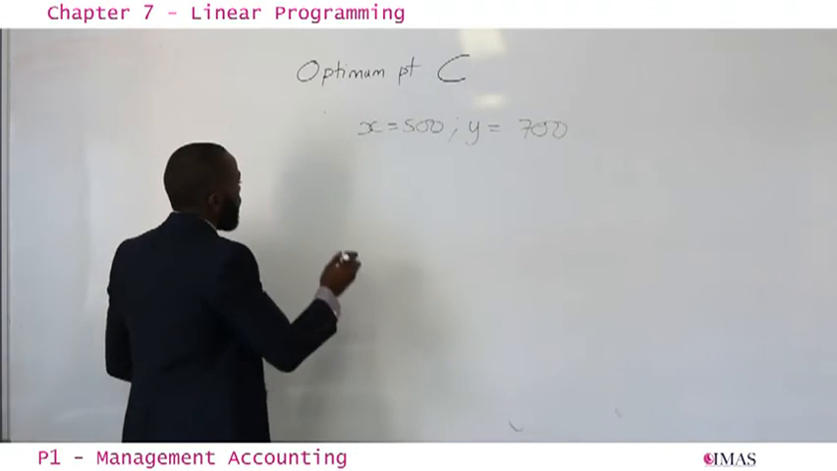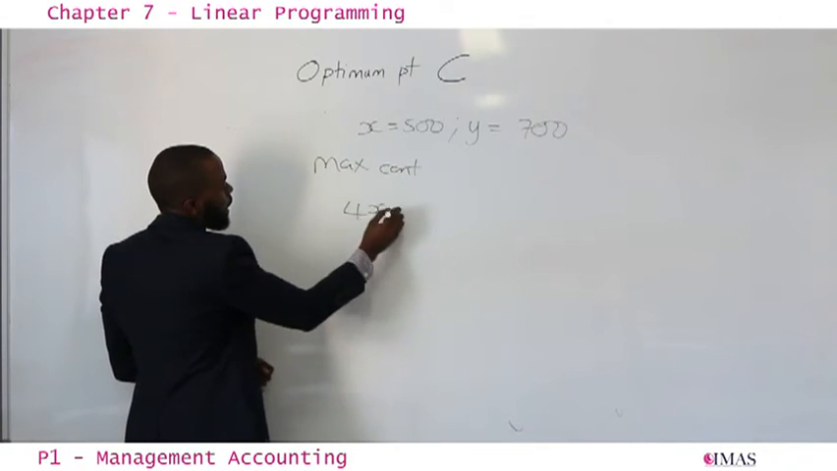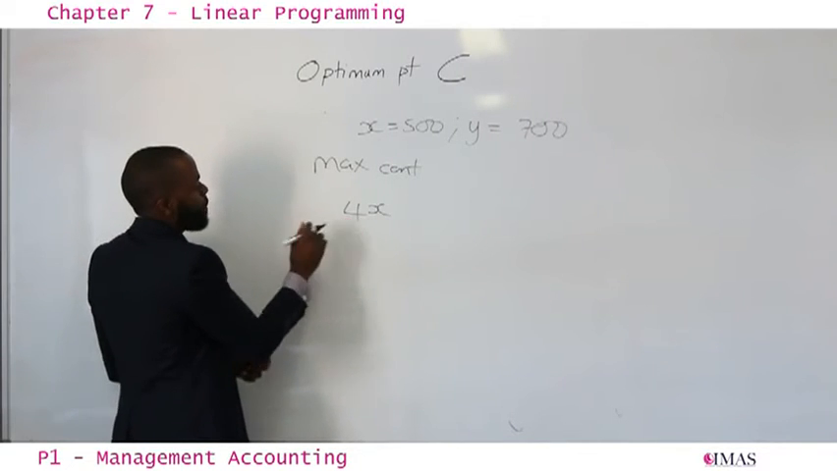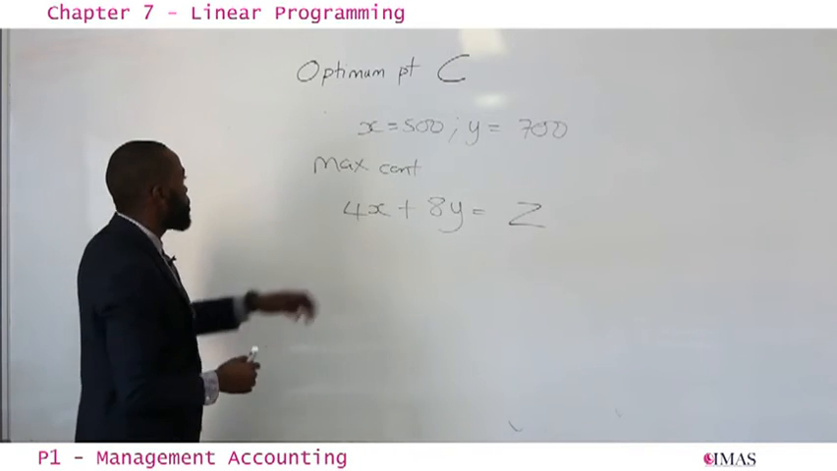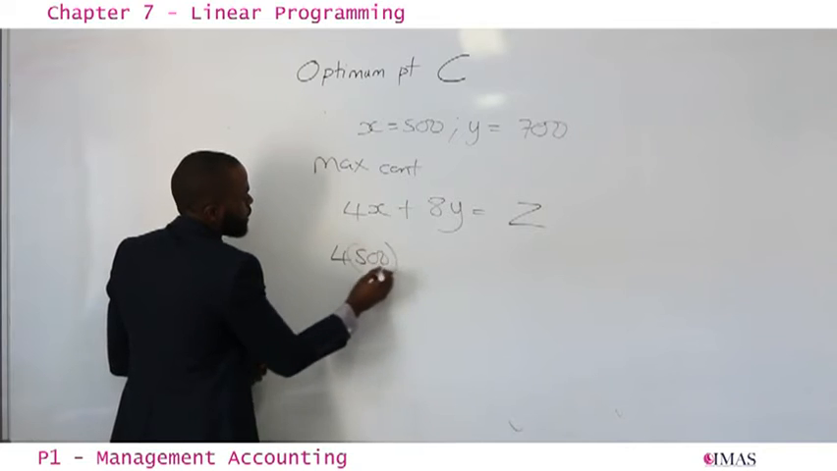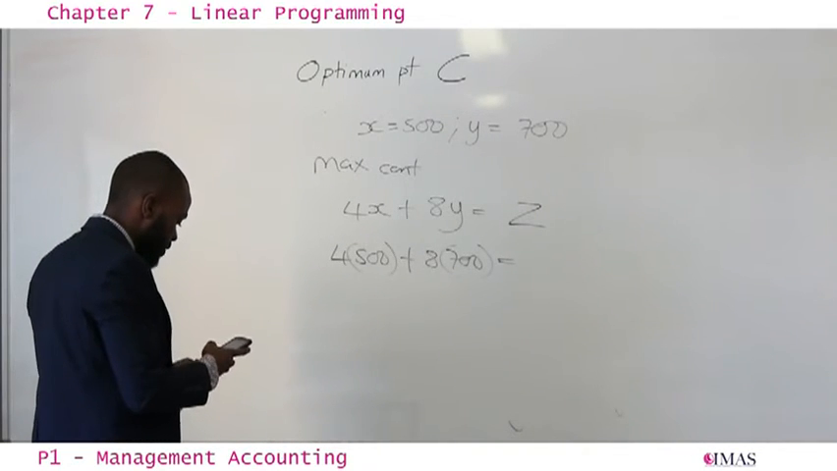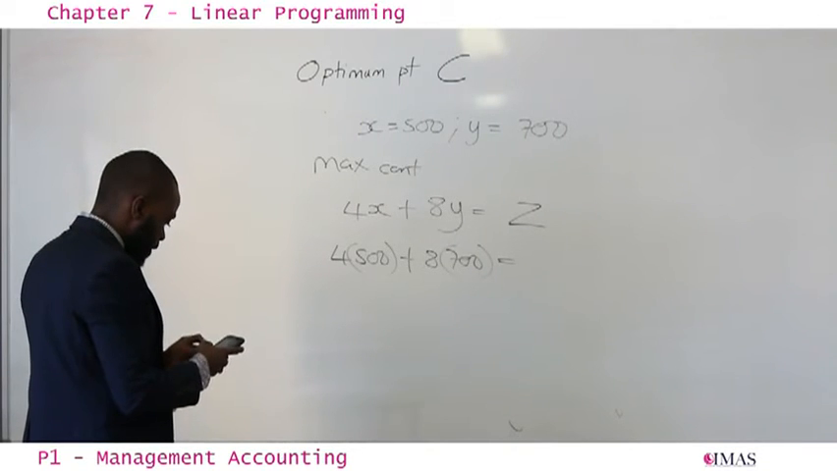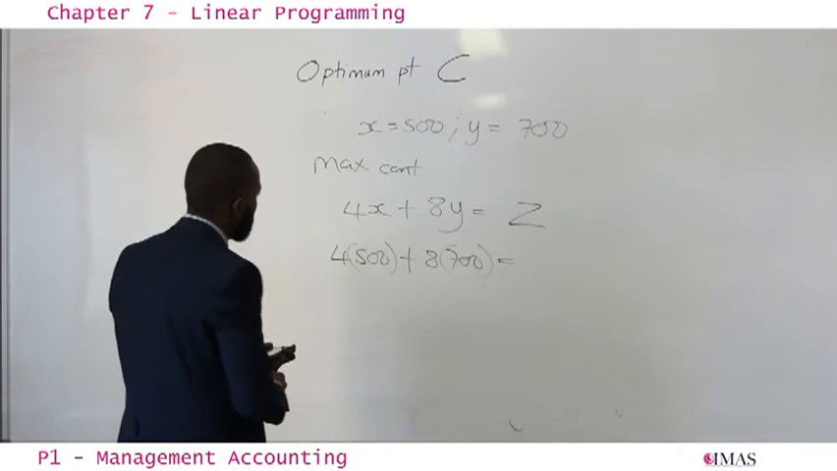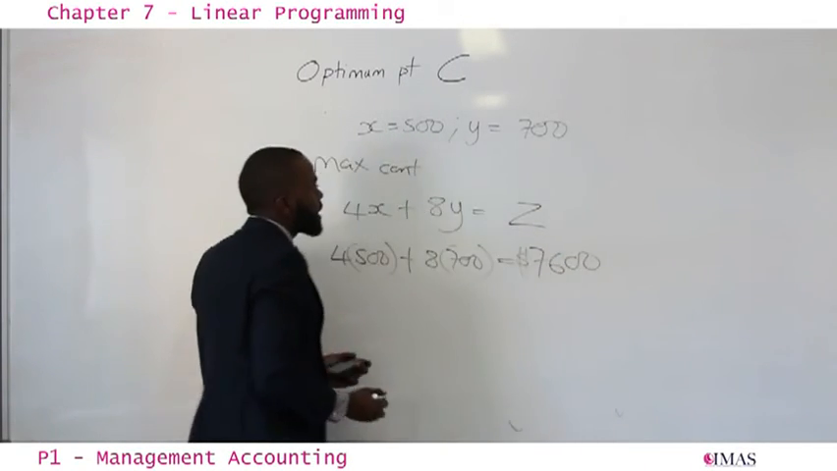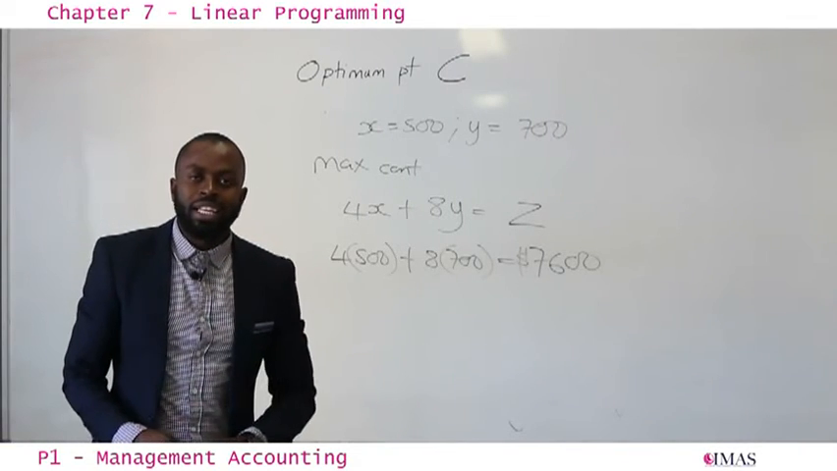Then to get the total contribution, based on our step number 2, our objective was to maximize contribution. We said to maximize contribution, we have x units that contribute $4 per unit, and y units that contribute $8 per unit. Now we know that to maximize contribution, we need 500 units of x. So we take 4 times 500 plus 8 times 700. So 4 times 500, that's 2,000. Then 8 times 700, that's 5,600. So 5,600 plus 2,000. The maximum contribution that the company will get is 7,600. They get it by producing 500 units of x and 700 units of y.